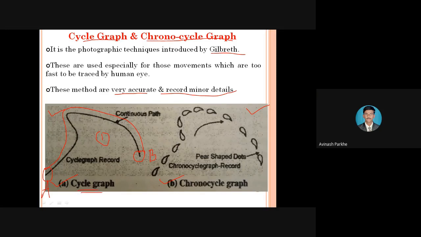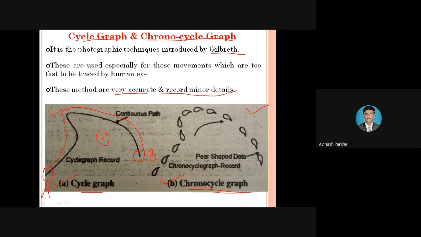So to avoid such limitations, the second graph was developed, which is called the chronocyclegraph. In the chronocyclegraph, you will get all types of information. That means where your hand is moving, whether it is moving from left to right, or right to left, or top to bottom, and in between, whether the speed of your hand increases or decreases. That is also recorded by using this chronocyclegraph.